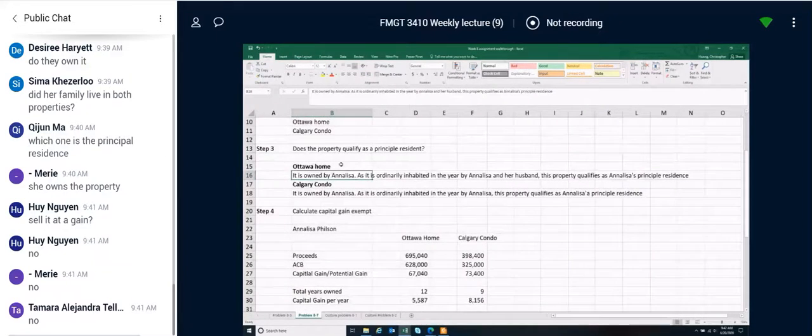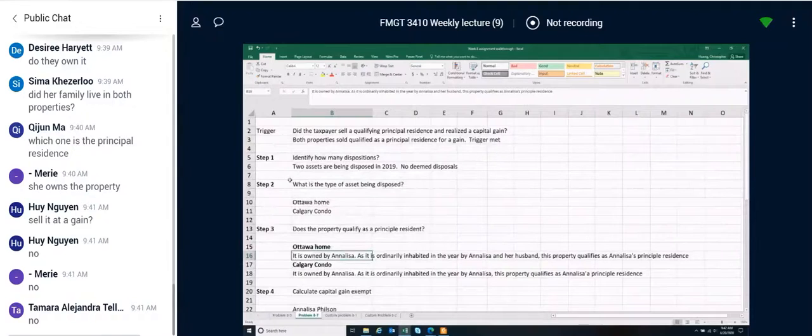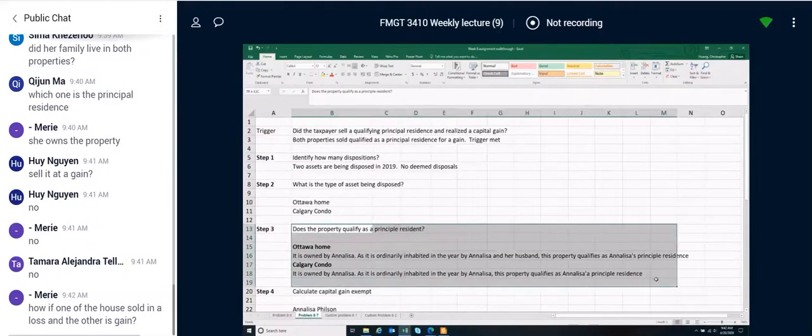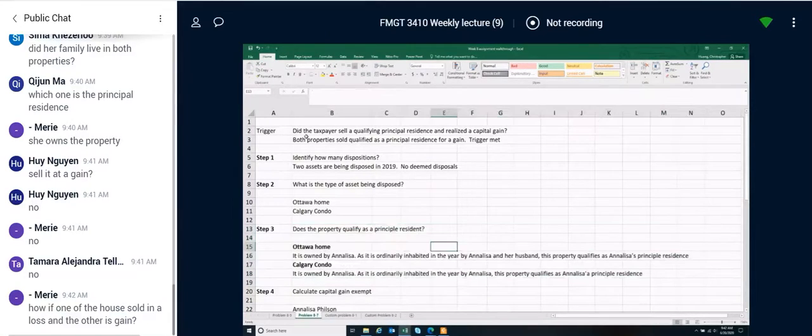Right. And here, what this student said was, well, maybe I should put in a step: does the property qualify as a principal residence? And my view is you had to do that up here. So this assessment really should not be down here. It should really be part of your trigger.